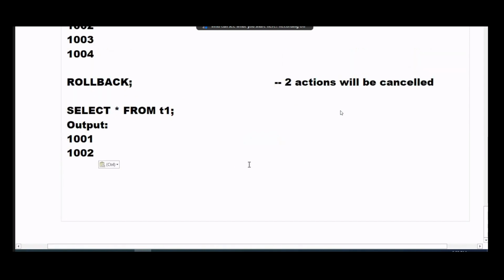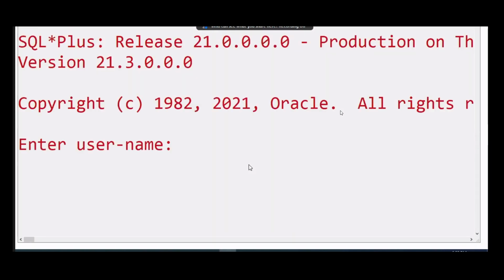Two actions are cancelled. Let me show these things. Observe here. I'm opening SQL Plus. I'm connecting to the server with our batch username, C##batch6pm. Just a minute.